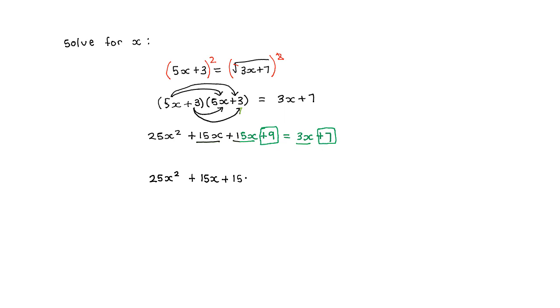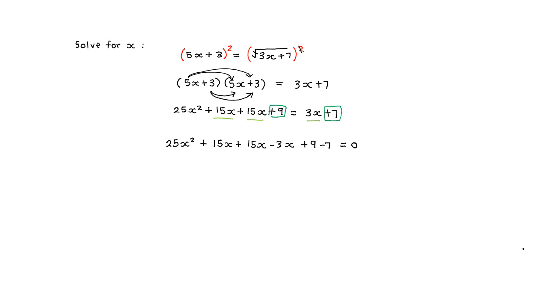plus 15x, right? And we're going to bring its friend over, which is this 3x, but now it's going to become a minus 3x. And we have that plus 9. Bring its friend over, which is the 7, and it becomes a minus 7. And that equals 0. Okay, so now simplifying this, we'll have 25x squared, and then 15x plus 15x is 30x, minus 3x is a positive 27x, and then 9 minus 7 is just plus 2, and that is equal to 0.